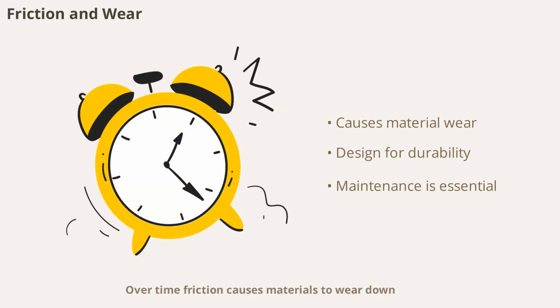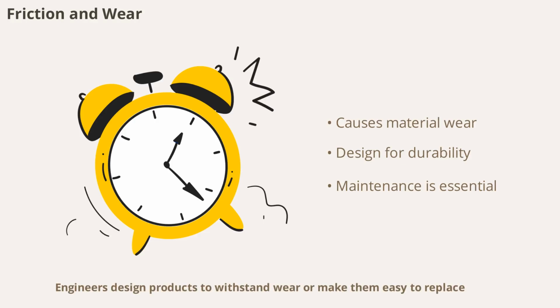Over time, friction causes materials to wear down. This is why tires need replacing, shoes get holes, and machine parts require maintenance. Engineers design products to withstand wear or make them easy to replace. Understanding friction and wear helps us build longer-lasting and safer products.